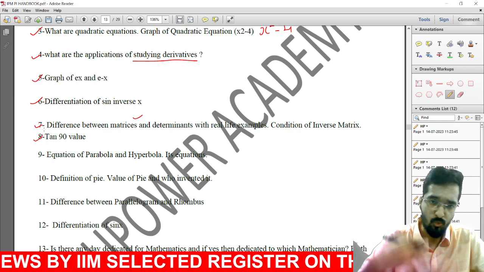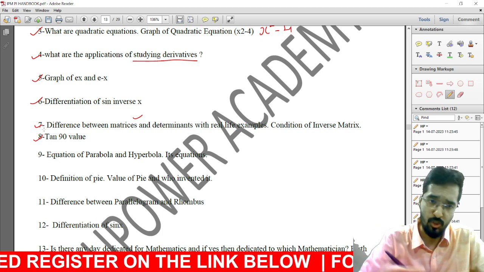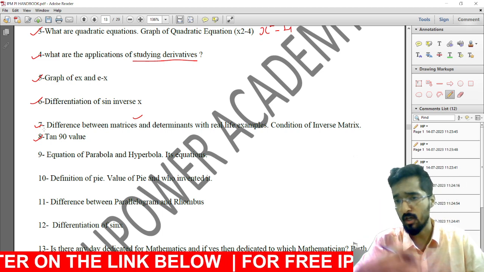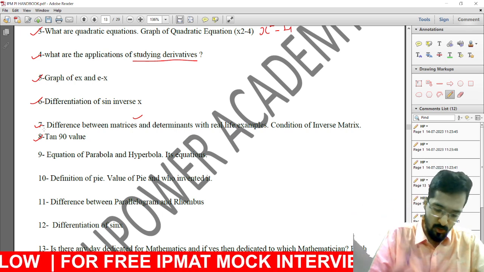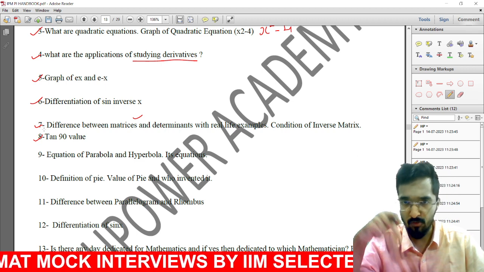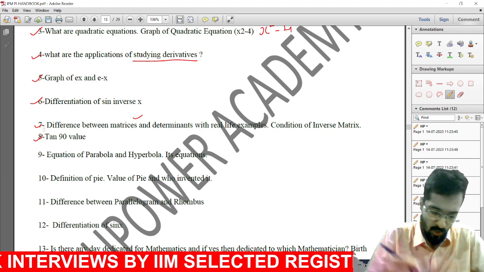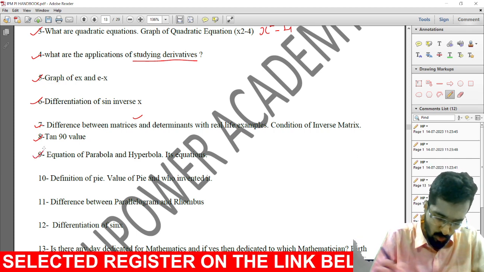Whatever questions are given in this PDF are actual previous year questions which were asked in the previous IPM interviews. So please go through this PDF. This PDF is given in the comments box down below, and you can download it and go through all the questions. Equations of parabola and hyperbola.